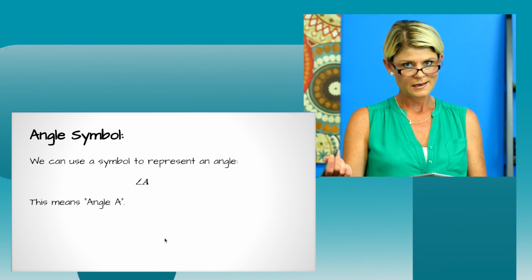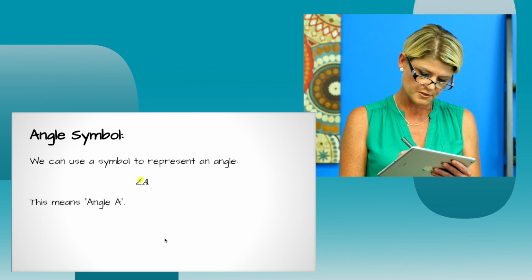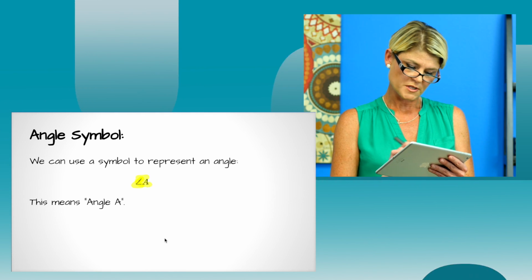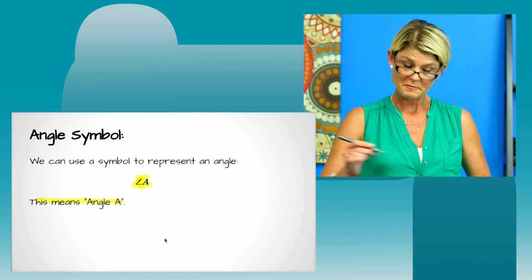Okay, one thing I quickly wanted to mention at the beginning of this lesson is the symbol that we use to represent angles. It's right here. It looks sort of like a triangle that's missing a side. This little symbol with the A means angle A.